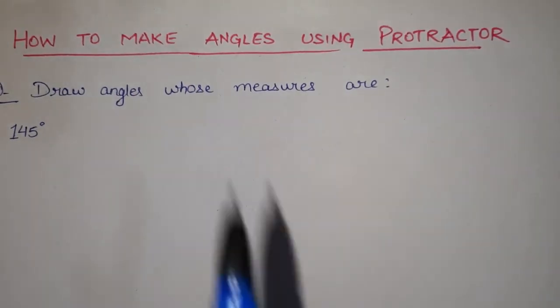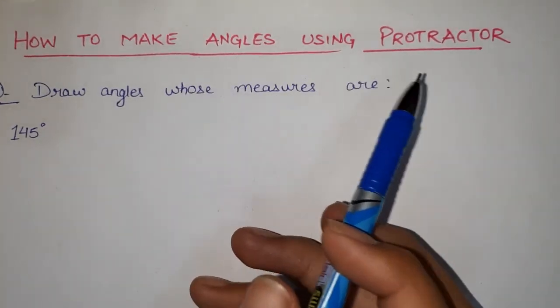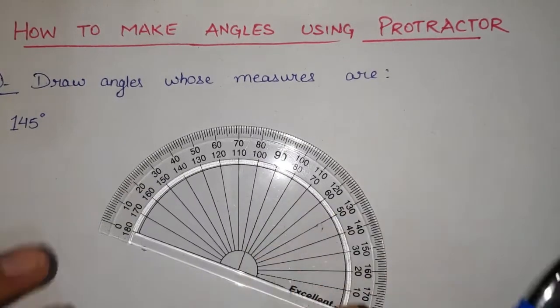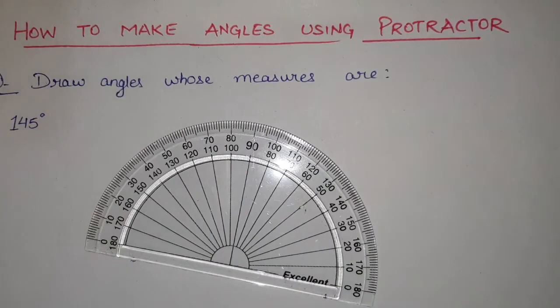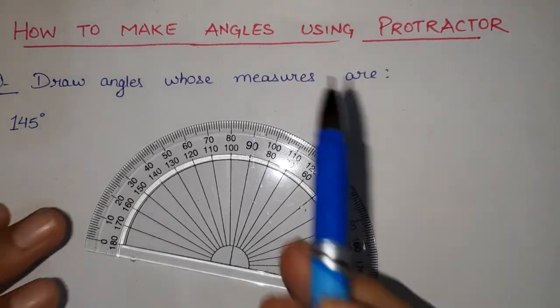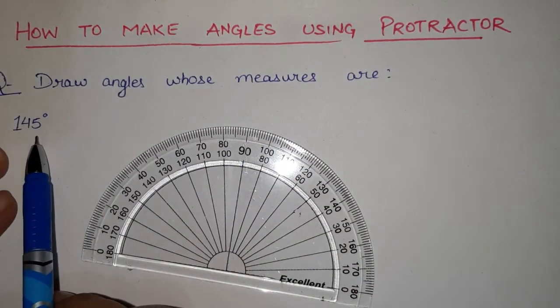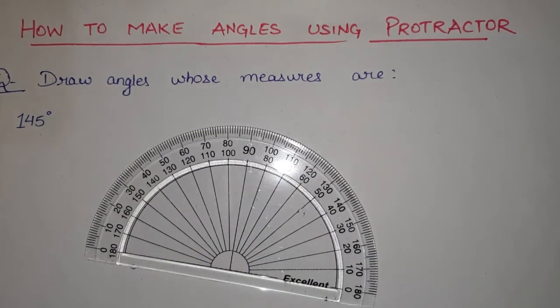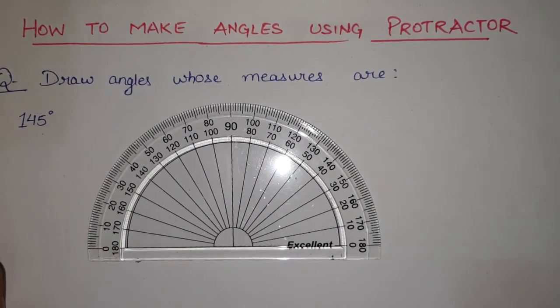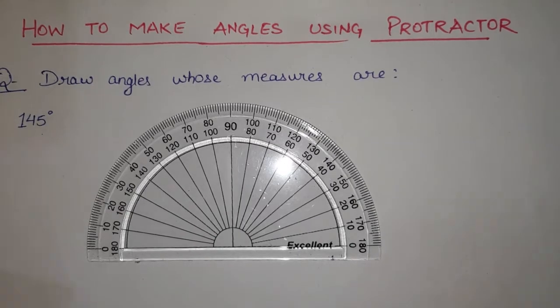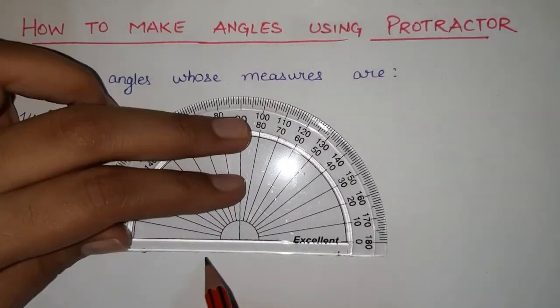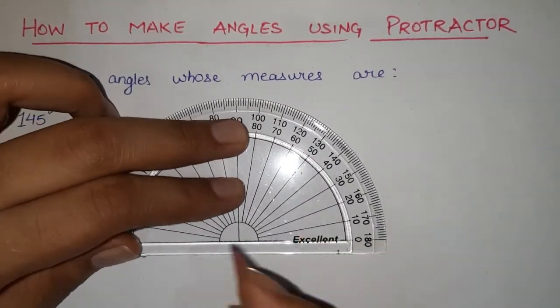Today we will learn how to make angles using a protractor. This is a protractor and we are going to make an angle whose measure is 145 degrees. So how can we make an angle with a measure of 145 degrees? First we have to make a straight line. Okay.